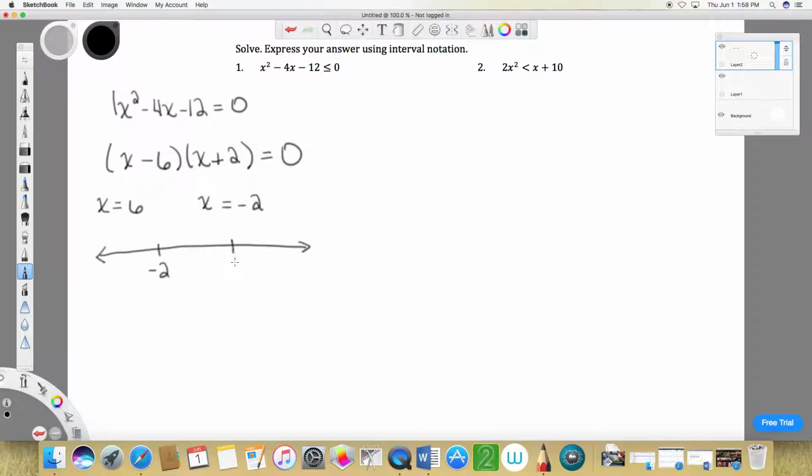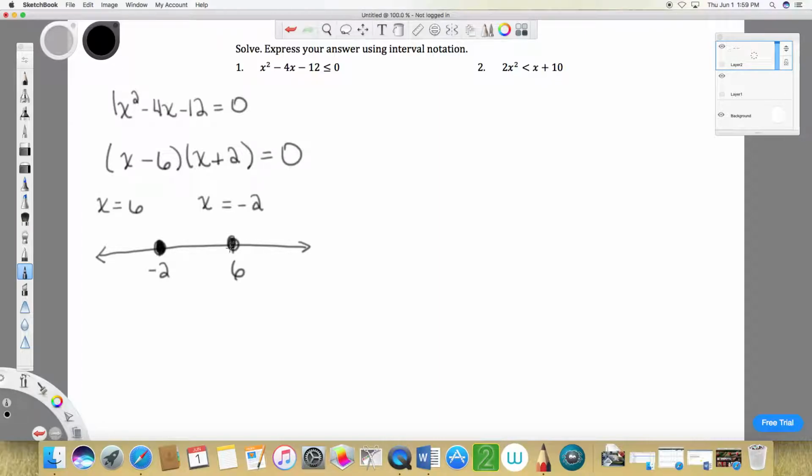Negative 2 and 6 is to the right of negative 2. Now, let's go back to the original inequality. It was less than or equal to. So I'm going to think of these as boundary points on my number line, and because it contains equality, because that's underlined, these are going to be shaded.